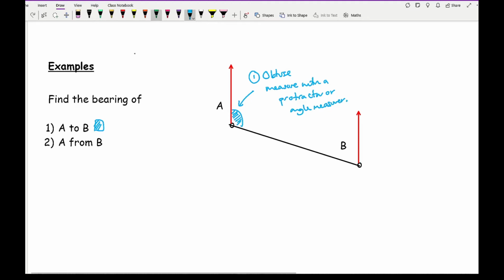Now, in terms of the second one, which I'm just going to do in green, this is going from starting at B and ending at A. So again, I'm going to start with my north line. I'm going to go in a clockwise direction, and it's this angle here that I need to measure. Now, this angle here is a reflex angle. So I'm expecting an answer that's bigger than 180 but smaller than 360, and this is the angle that I would then need to measure.